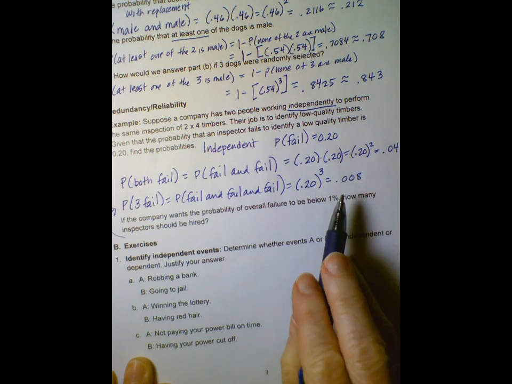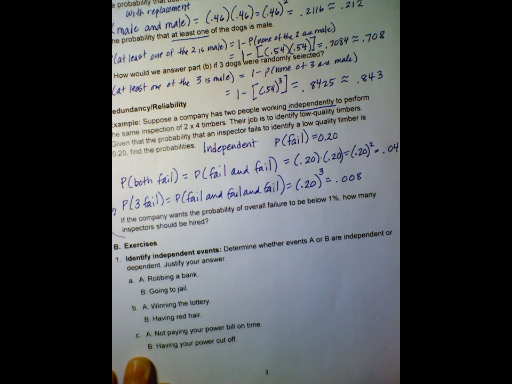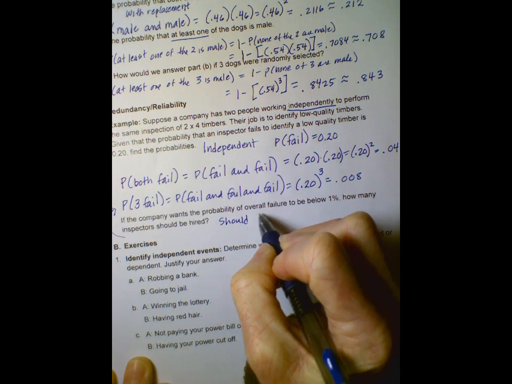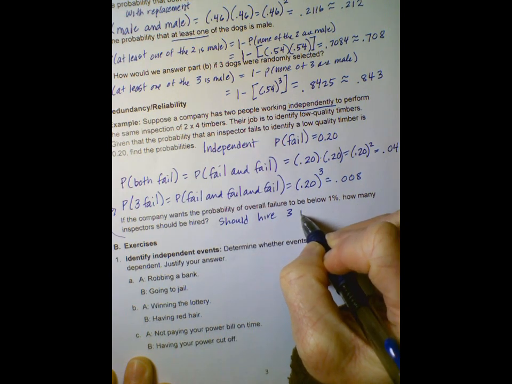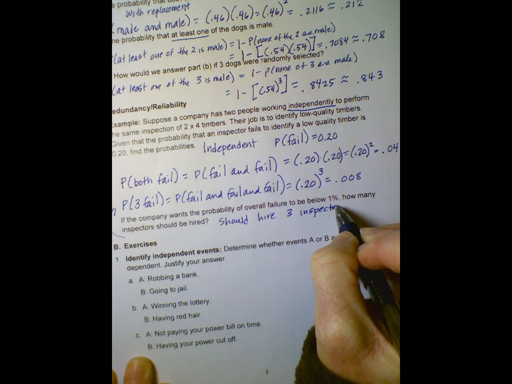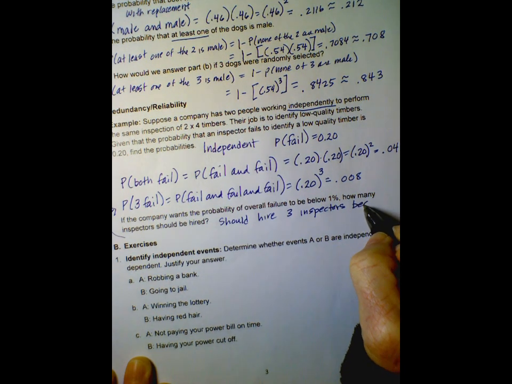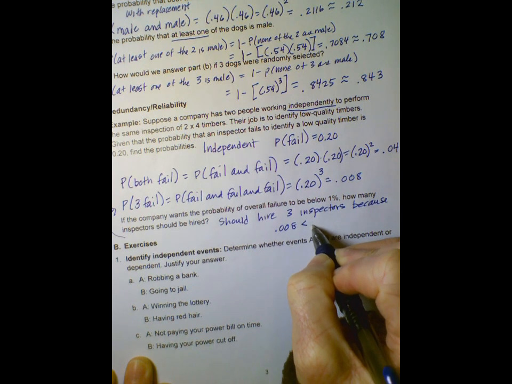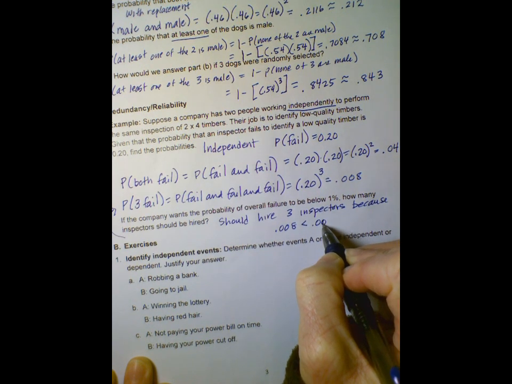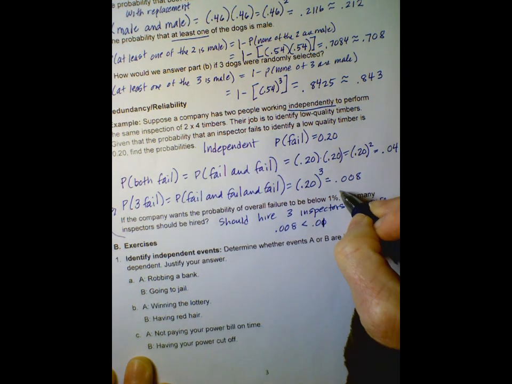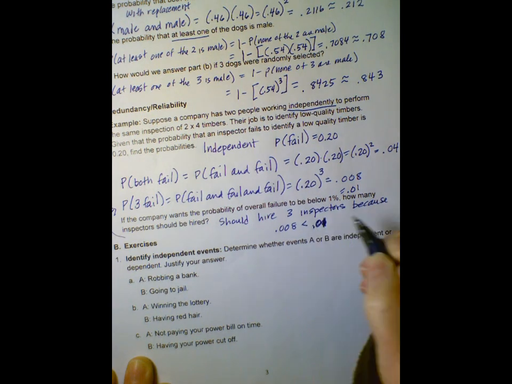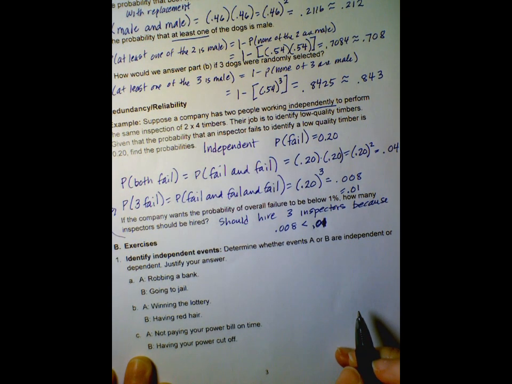If it had not been below 1%, I would just add a fourth one and see what that number was. But that did it. So if they hire 3, they should hire 3 inspectors because this is what we found. 0.008 is less than 0.01. Sorry, 0.01. 1% is 0.01. Move the decimal 2 places, so that should be 0.01. 0.008 is less than 0.01.